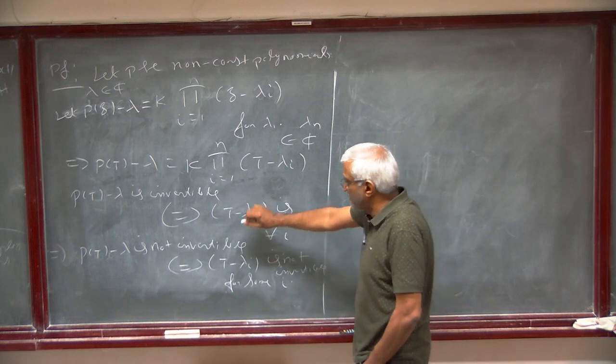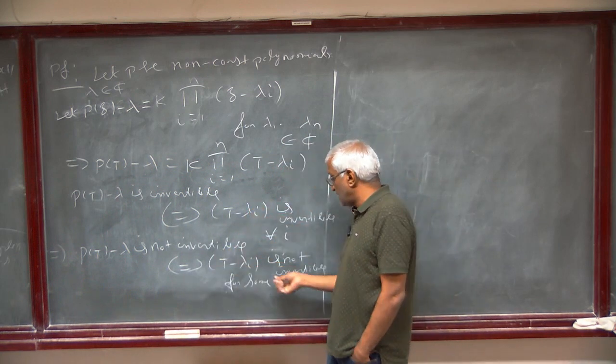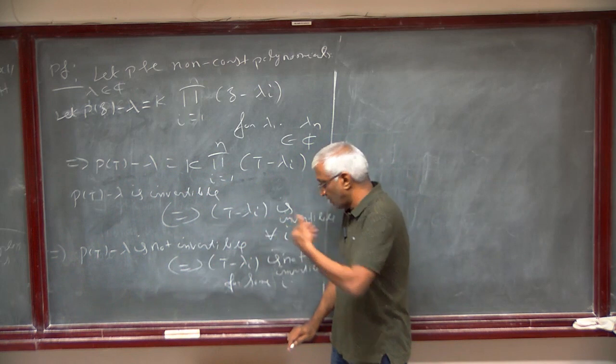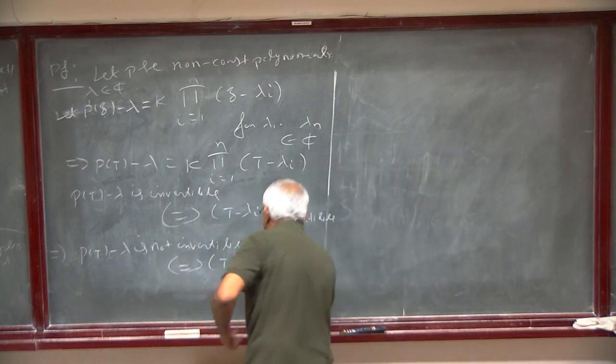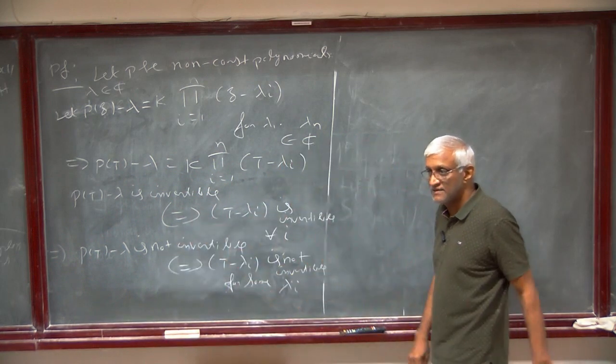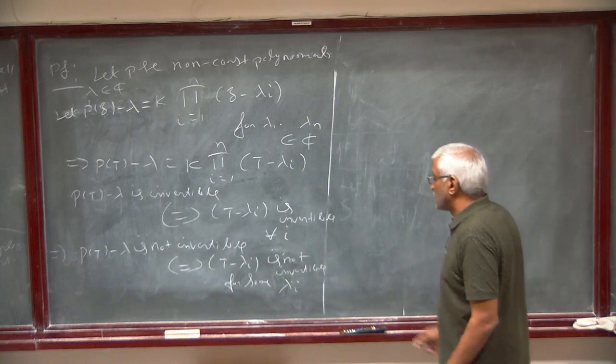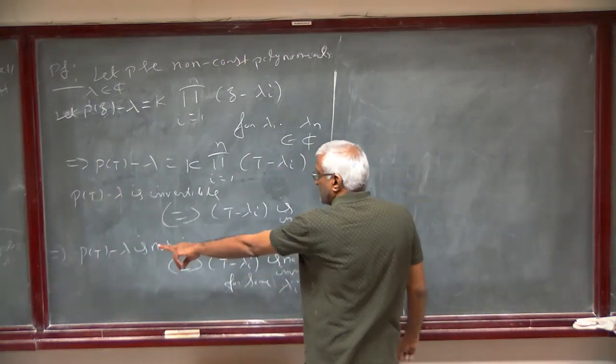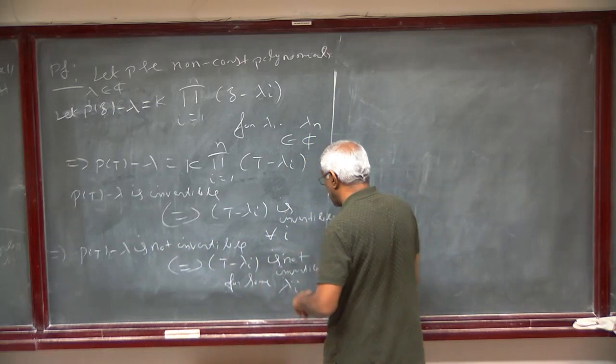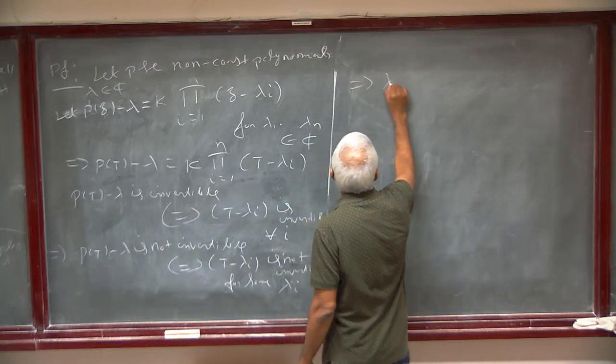I mean, P(T) minus lambda is not invertible, and this is not invertible for some lambda_i, where lambda_i is the root of this equation. That's what this says. Okay. So now suppose you take this direction: P(T) minus lambda is not invertible. So this is not invertible for this. This implies lambda_i.